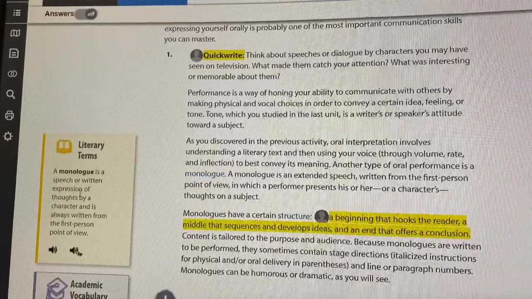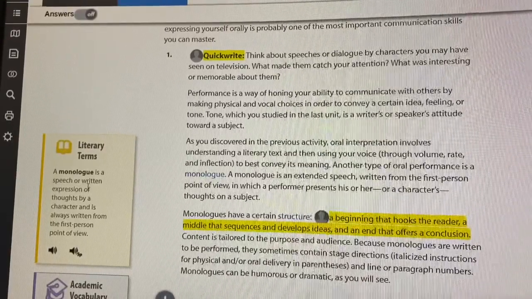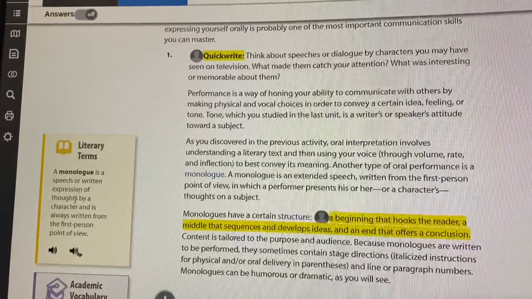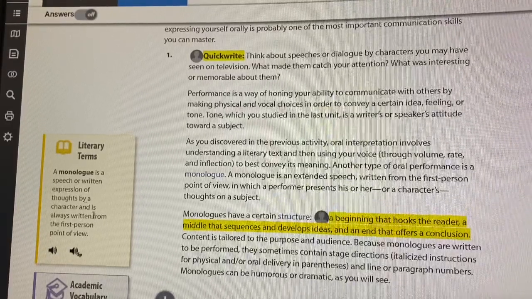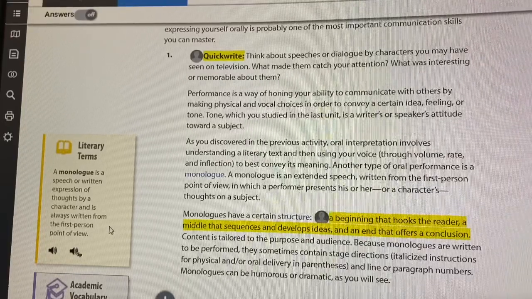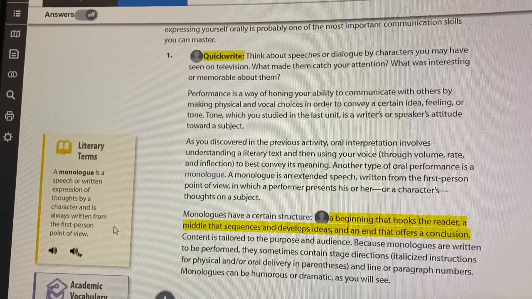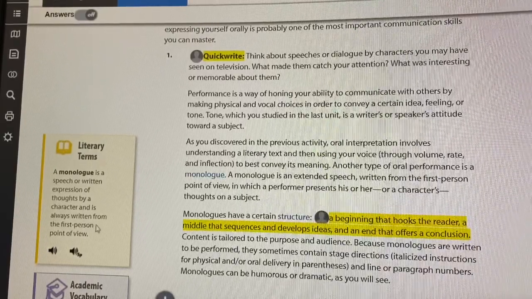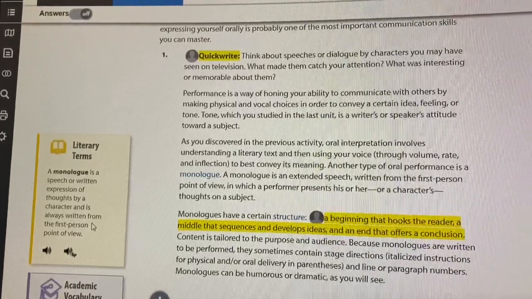And this is the Springboard definition. A speech or written expression of thoughts by a character, and it's always the first person point of view. So like, I went to the store and did this. One time on summer vacation, I went to the swimming pool. So it's always first person point of view.